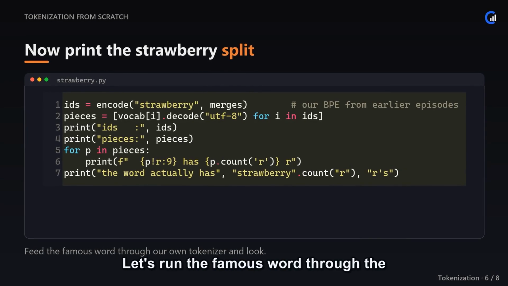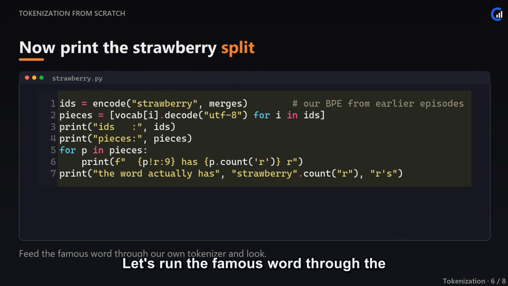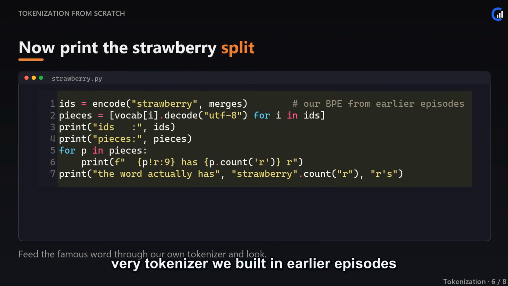Finally, the payoff. Let's run the famous word through the very tokenizer we built in earlier episodes and actually look at what comes out. We encode strawberry, decode each ID back to its text piece, and count the R's the model can see inside each individual token. This one print statement explains a quirk that has embarrassed every major model.